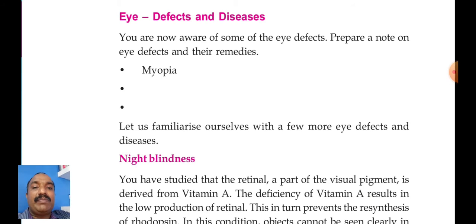Then how can it be treated? Same as hypermetropia. In hypermetropia, which kind of lens was used? A convex lens was used. In the case of presbyopia also, a convex lens is used.